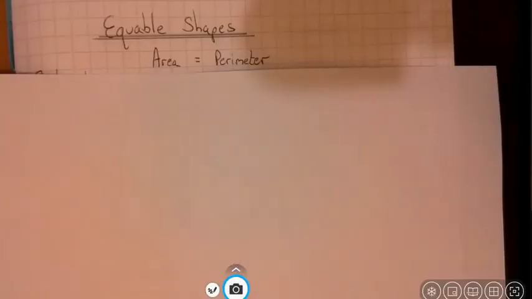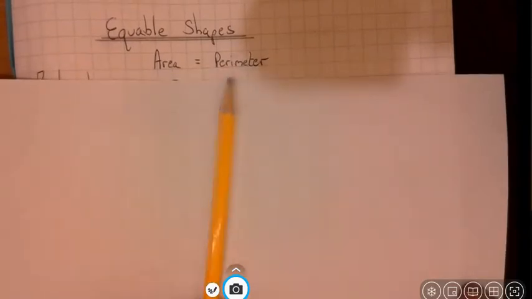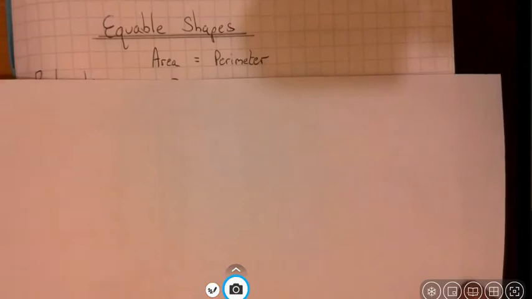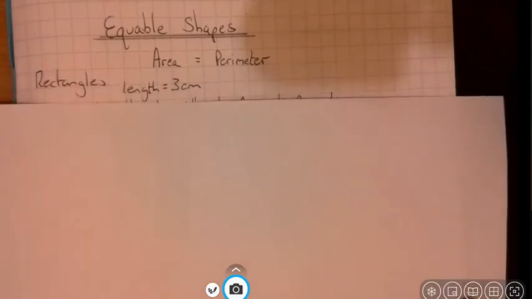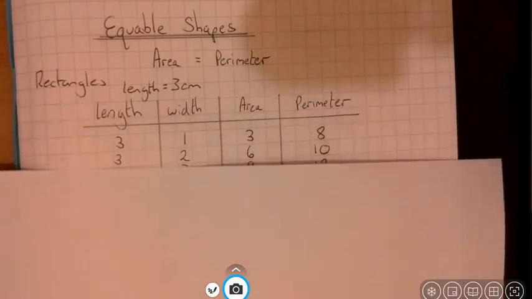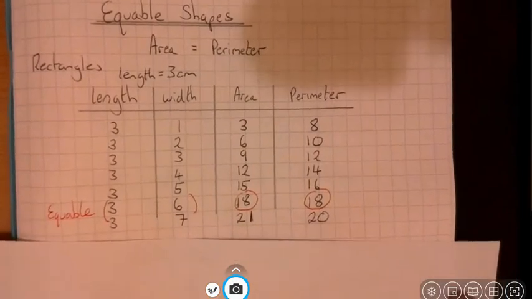So, part 2 of equable shapes. Remember, an equable shape is when the area is the same as the perimeter. What we did in part 1 is we focused on rectangles and we fixed the length of our rectangle to be 3 centimeters. So we were trying to be very systematic. If you remember, this is what we did for the first one.